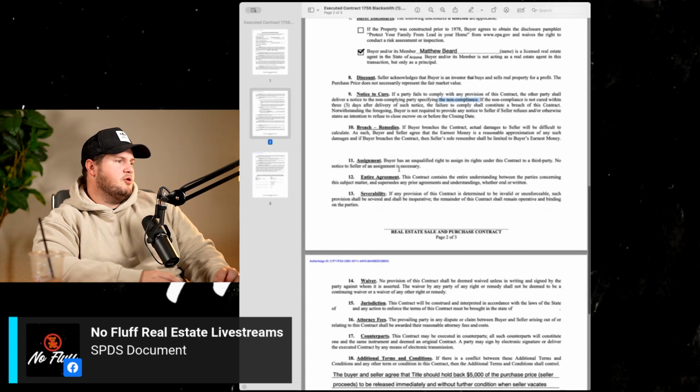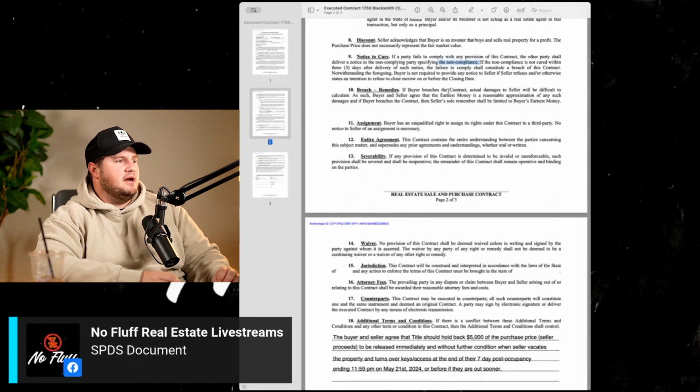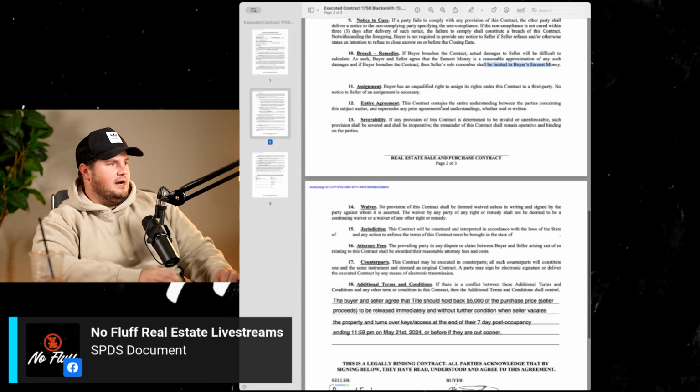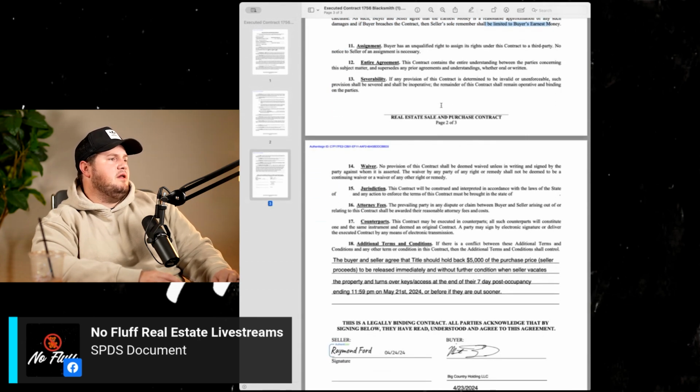So 10, breach. If the buyer breaches the contract, actual damages to the seller will be difficult to calculate. As such, buyer and seller agree that earnest money is a reasonable approximation for any damages. And if the buyer breaches the contract, the seller's sole remedy shall be limited to the buyer's earnest money, right? So assignment. Buyer has unqualified right to assign its rights under this contract to a third party. No notice to the seller of an assignment is necessary.